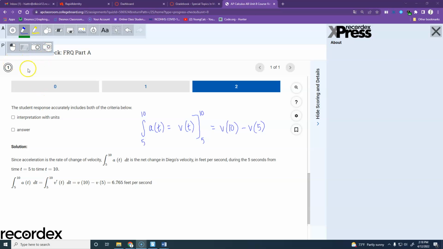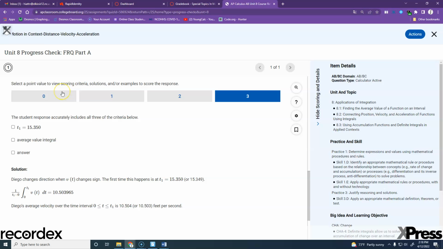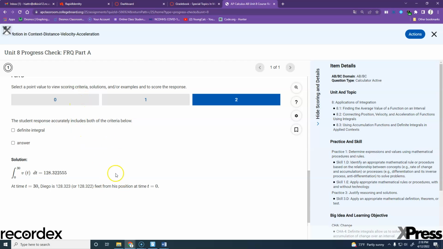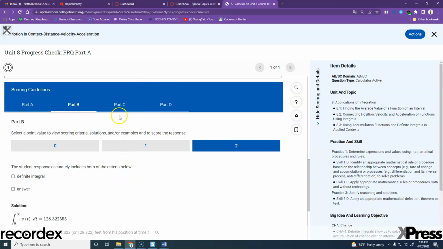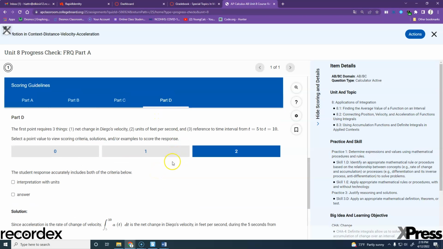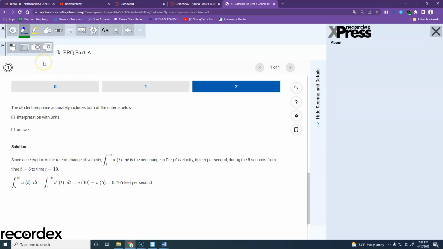All right. Okay, I'm going to flip. Actually, let me flip back through these really quickly so that if you need to go back and look at these later, they will be there. So there is the answer for part A. There's the answer on part B. There's part C. This is the way AP set it up. On that last one, you would say that that's the net change. Net change of Diego's velocity from 5 to 10.